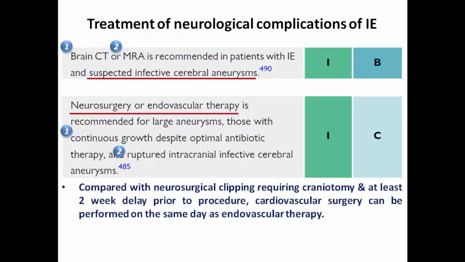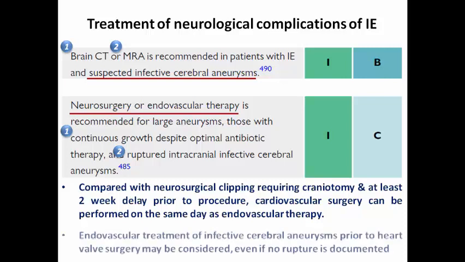And if we compare the surgery with the endovascular therapy, the problem with surgery is that it requires craniotomy, and it needs 2 weeks delay before the cardiovascular surgery, while endovascular therapy can be performed on the same day with the valvular surgery if it was urgent. But if the patient has no need for urgent valve surgery, we are going to arrange for the endovascular treatment of this aneurysm prior to the valve surgery if there is no documented rupture.